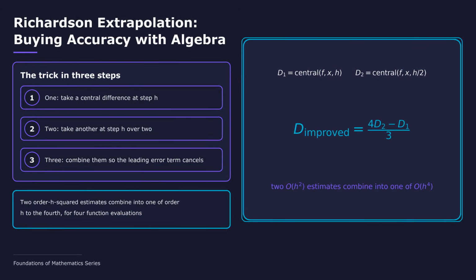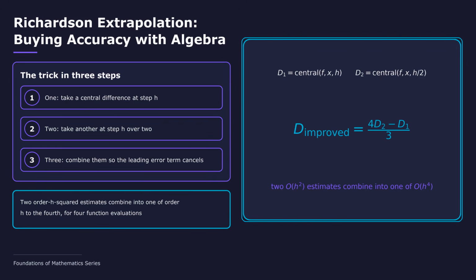There is one more idea worth carrying forward, because it is cheap and it generalizes. Richardson extrapolation is a technique that combines numerical differentiation results at different step sizes to obtain more accurate approximations. Concretely, take a central difference at step h and call it d1, take another central difference at step h over 2 and call it d2, then form 4d2 minus d1, all divided by 3.